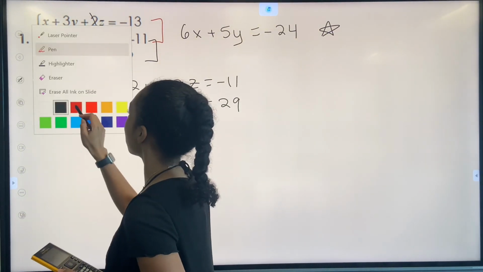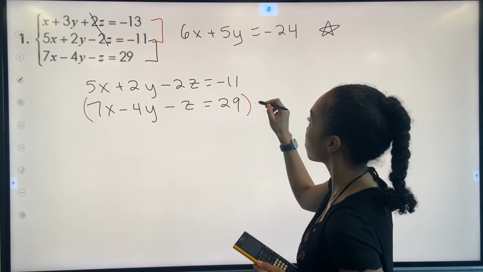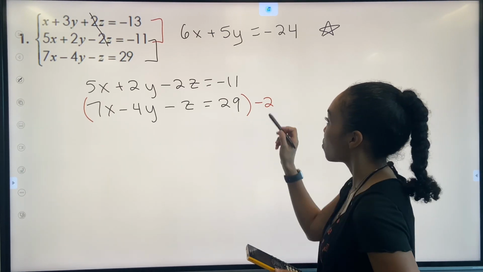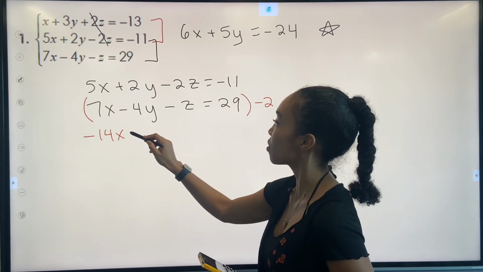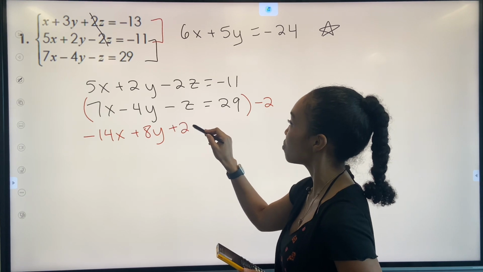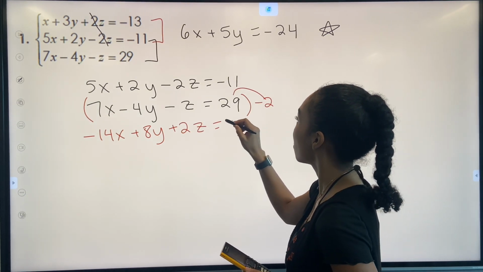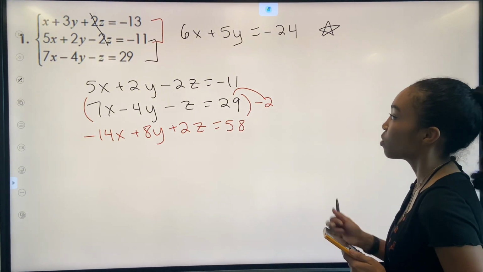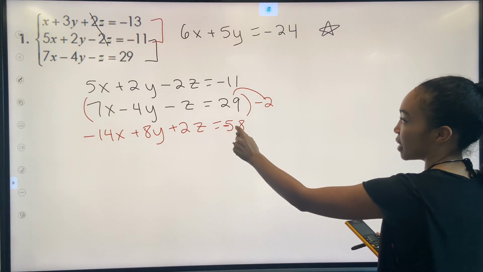I'm going to multiply this bottom equation by a negative 2 so that the z's can cancel out. So this will become negative 14x. Negative 2 times negative 4, that'll be a positive 8y. Negative 2 and a negative z is a positive 2z. And this will be a positive 58. Oh, sorry, negative 58. Positive and a negative make it negative.